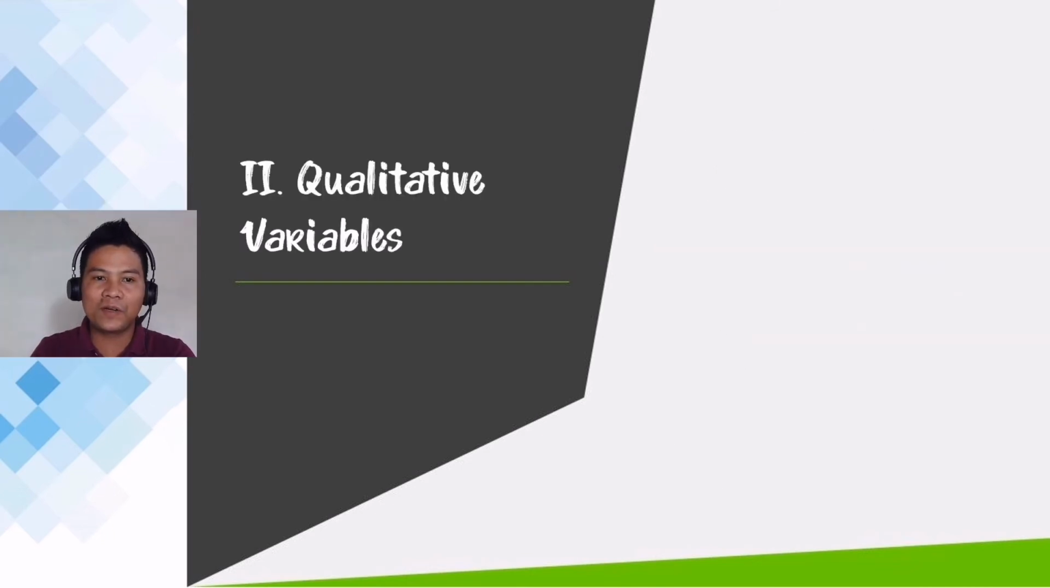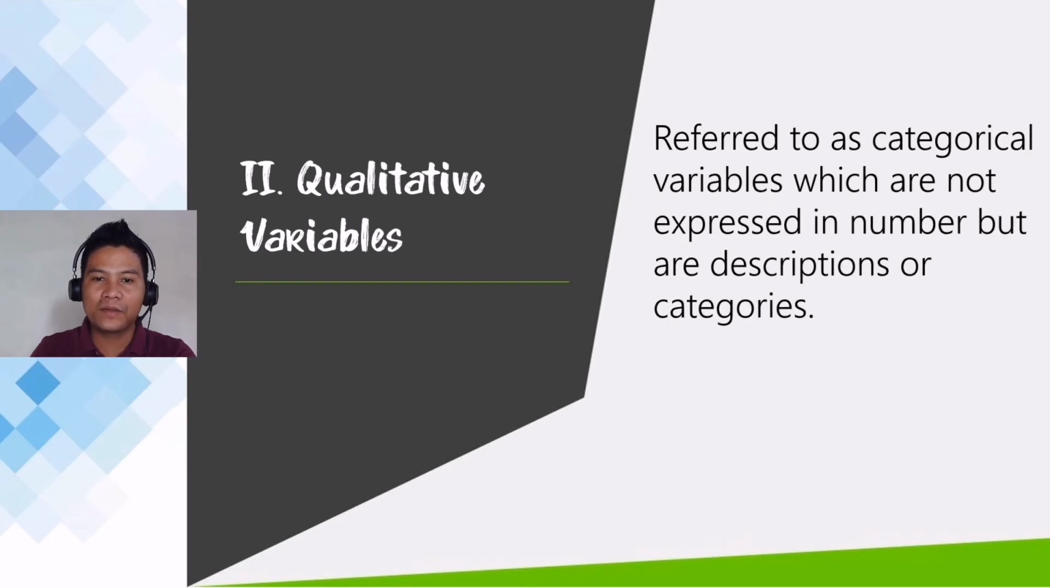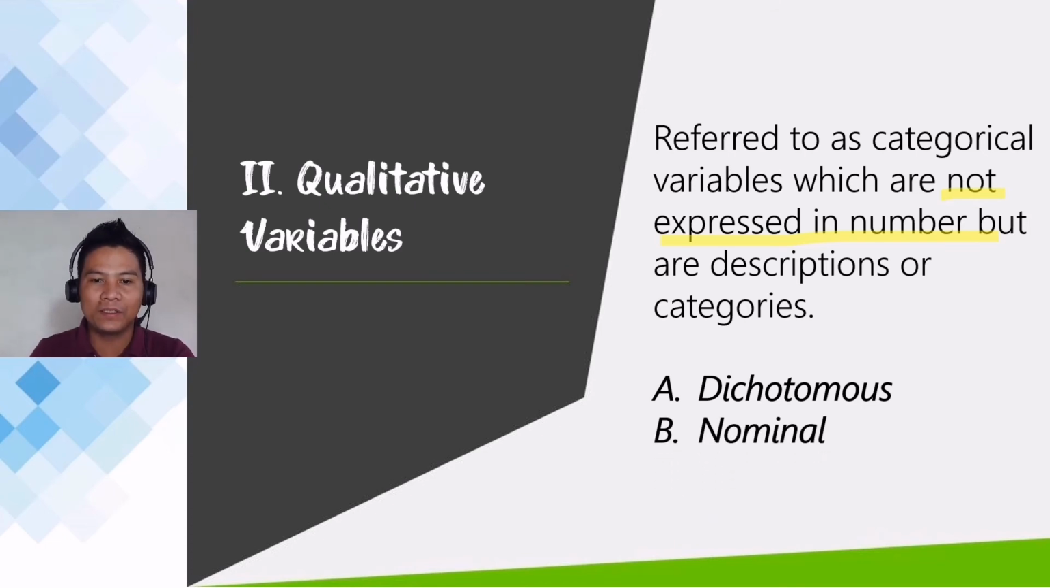Moving on to qualitative variables. These are referred to as categorical variables, which are not expressed in numbers but are descriptions or categories. Take note of that. We have dichotomous and nominal, as well as ordinal.